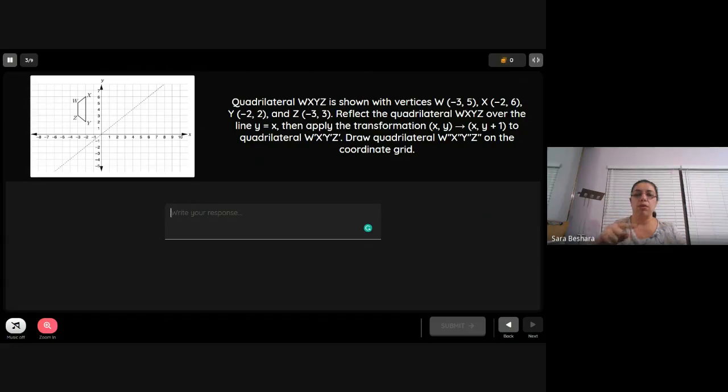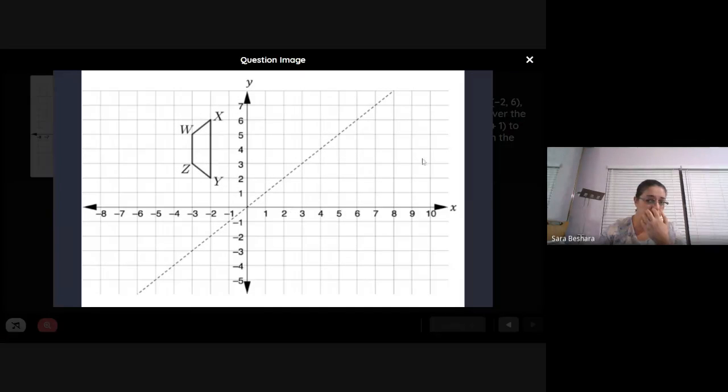So it says quadrilateral WXYZ is shown with the vertices, and I'm going to show the picture. Reflect the quadrilateral over y equals x, which the line is drawn in the picture for you. Then apply the transformation (x, y plus 1) to quadrilateral W prime, X prime, Y prime, Z prime, and then draw the quadrilateral double primes on the coordinate grid. Two transformations. The first one is a reflection over y equals x. The second one is a translation.